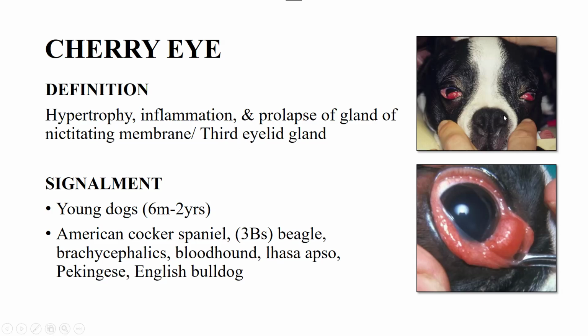You can see in this image, this is the bulgy or hypertrophic inflammation or prolapse of the third eyelid gland. This is the cherry eye.